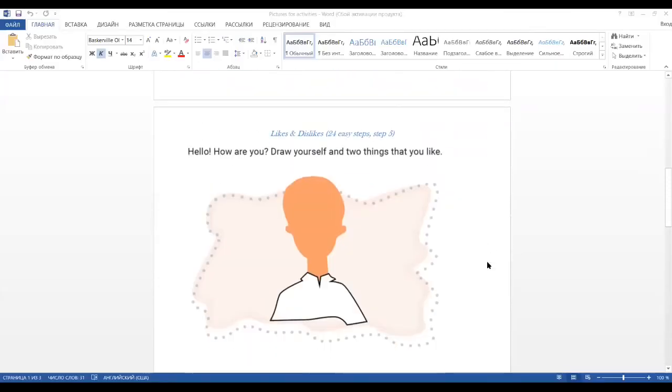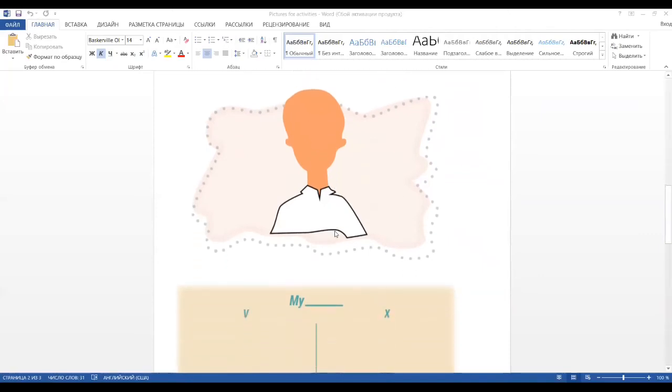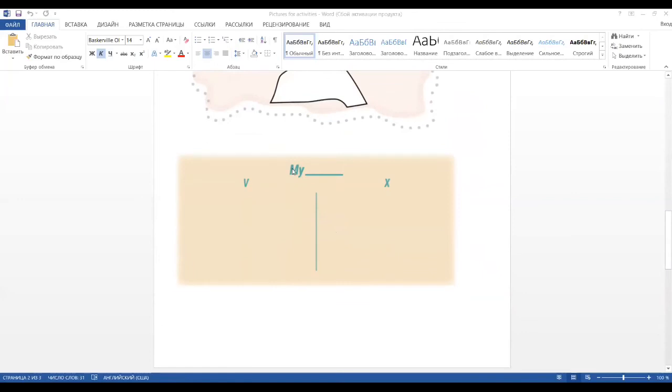For example, I chose a couple of them from our books. Here, for step number 5, I have mostly step 5 and 6 because I've just told them. Here, students or children have to draw themselves and 2 things that they like. Again, after that, they talk to each other and share their ideas. You can do it in a different way. You can ask them to write, my name is, and where they have a tick, they write everything that they like, and cross everything that they don't like.